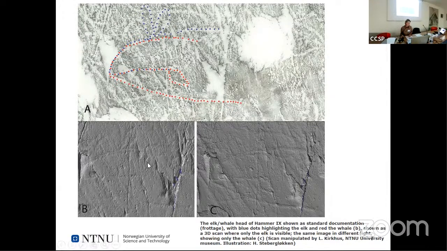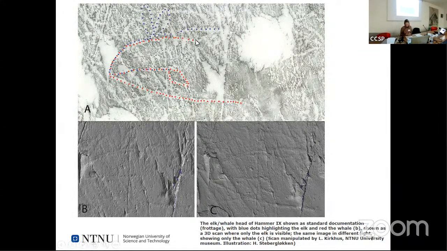If you can see the two images below here, number B, you can see a couple of ears here, so we interpret this as the elk figure. And when we shift the light, the ears disappeared and this line appeared. So we have a whale head. So the tracing and the rubbing footage reveals this aspect. You can see the whale head here marked with the red dots, and you have the ears here.